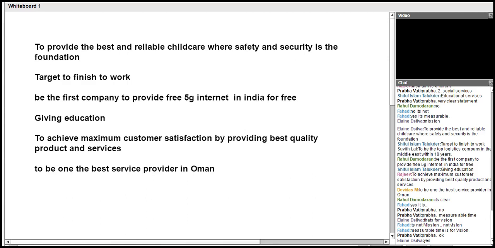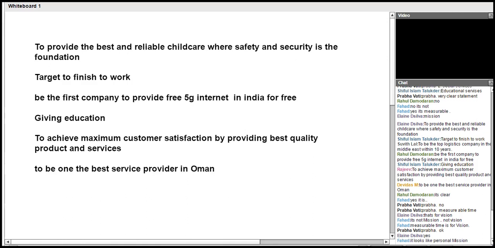Let's look at the second one. Target to finish to work. Again, this mission is not very clear. So the person who wrote this can do a little bit of changes to it. Again, mission is what you do, what you're offering to your clients. Again, you get it. What you're offering, what kind of service? Is it a service, or what is it you're doing? What are you offering to your customers or your clients? That should be in your mission.